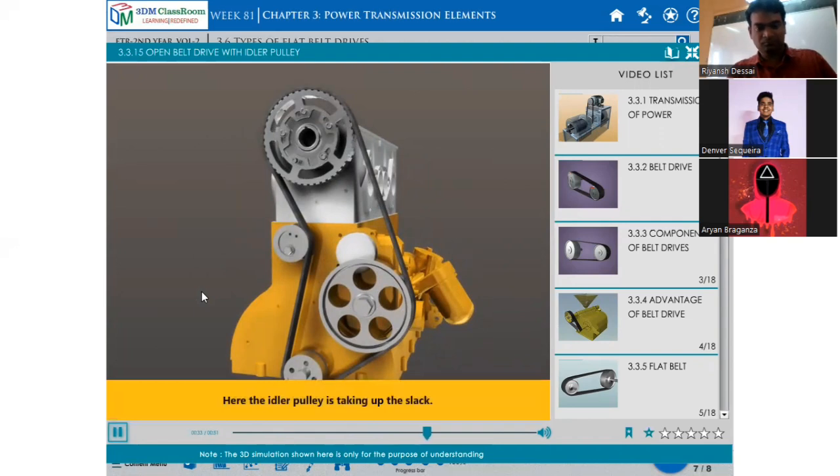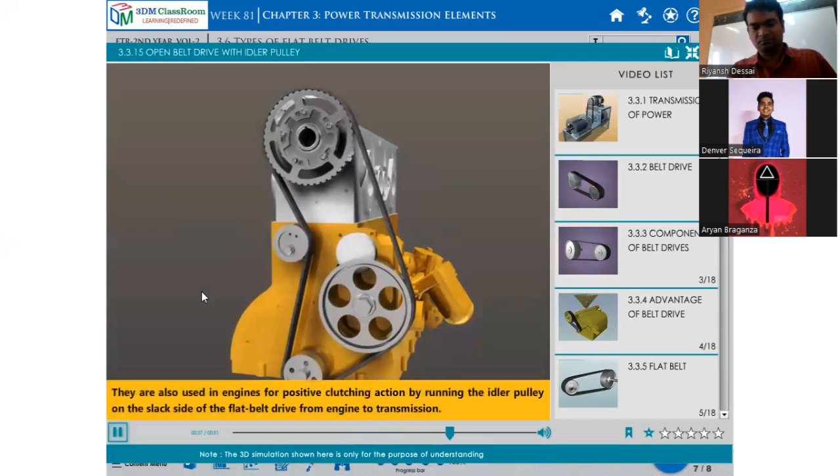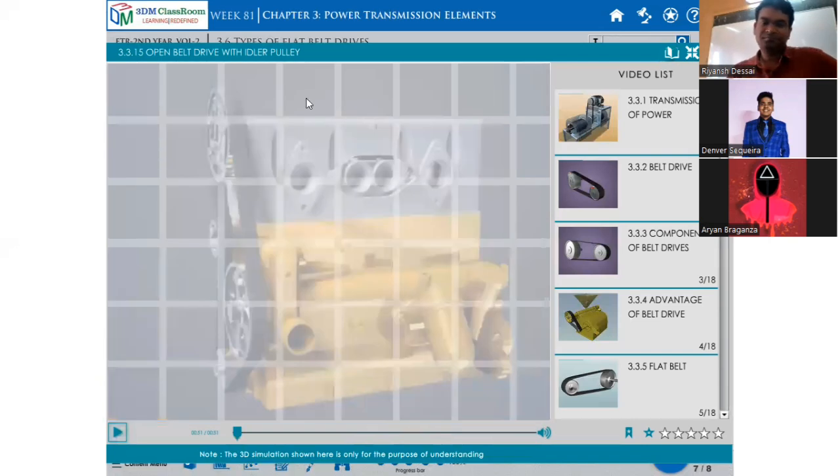Here, the idler pulley is taking up the slack. They are also used in engines for positive clutching action by running the idler pulley on the slack side of the flat belt drive from engine to transmission. Idler pulley engine. Why is idler pulley used?